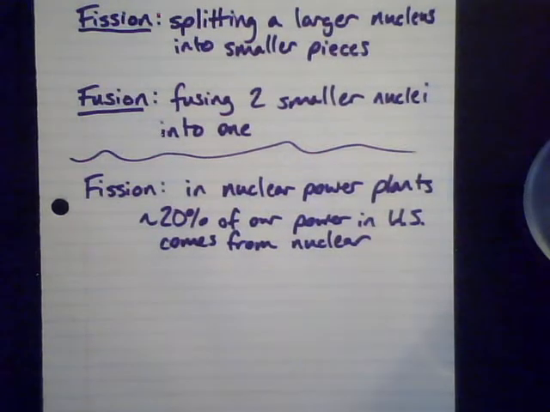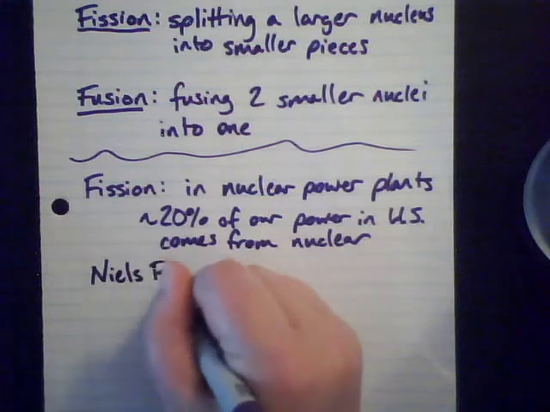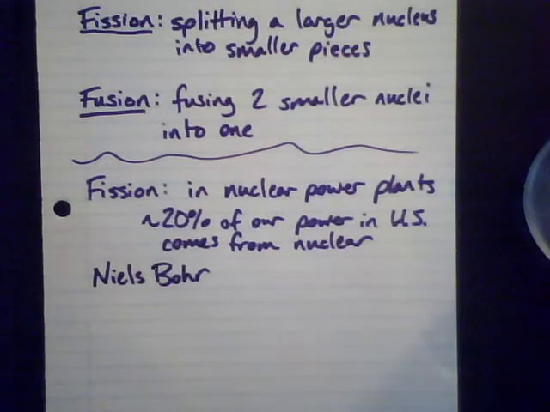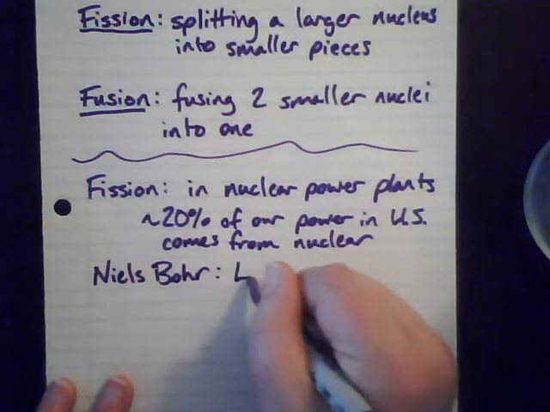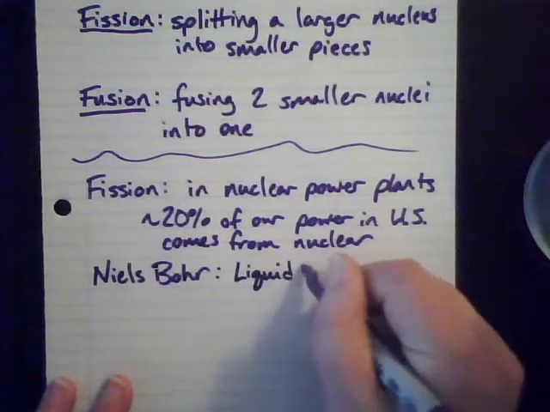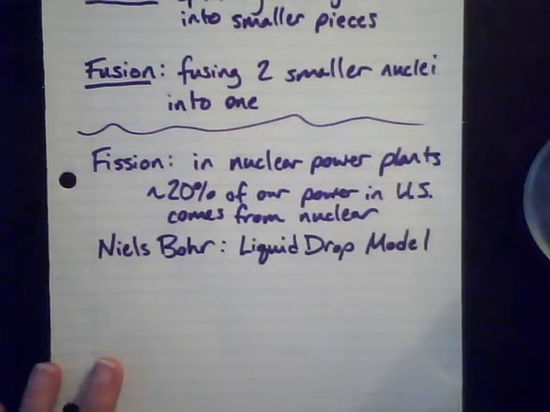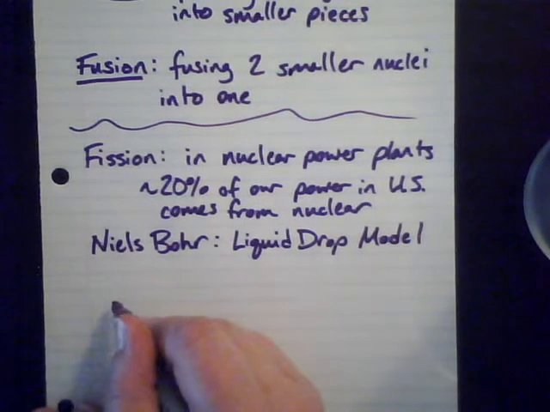The way that we model fission comes from a scientist by the name of Niels Bohr. And we've seen Niels Bohr before with the Bohr model of the atom. The Bohr model of the atom had electrons that were represented in shells, so these different energy levels. And Niels Bohr also modeled fission, and he called his model the liquid drop model. Liquid drop model. And he said, basically, we can envision a nucleus as a drop of water.